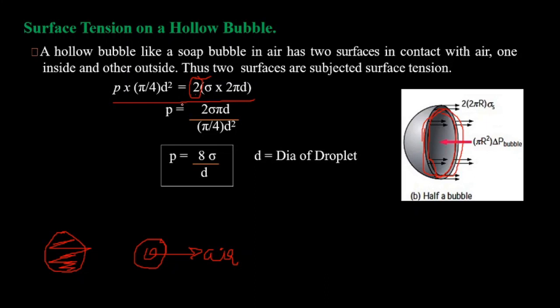Because of the 2 circumferences, we multiply by 2. So what does p become? This p, the pressure intensity inside the hollow bubble, will be 8 sigma by d, where d is the diameter of the bubble. Sorry, this is not a droplet, this is a bubble.